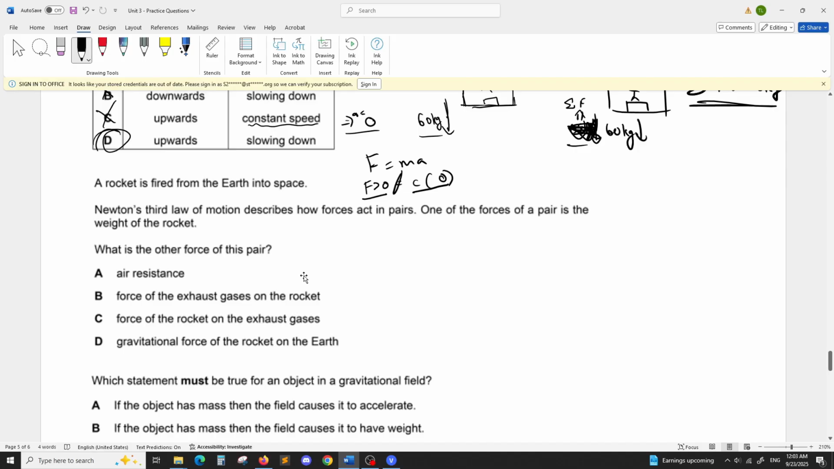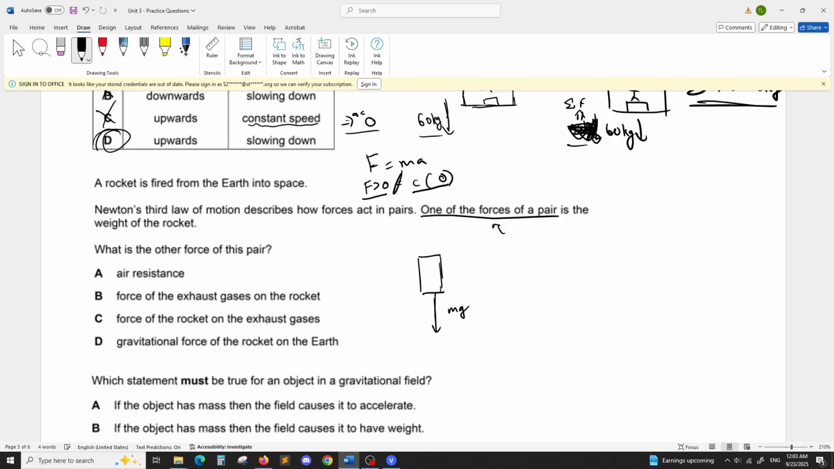Okay, a rocket is fired into space. Newton's third law of motion describes how forces act in pairs. One of the forces of a pair is the weight of the rocket. What is the other force of this pair? So I don't care about the shape, but this is our rocket, guys. It's a nice rectangular box. One of the forces of a pair is the weight of the rocket. So they give us one of the pair, so we have to find out the other.